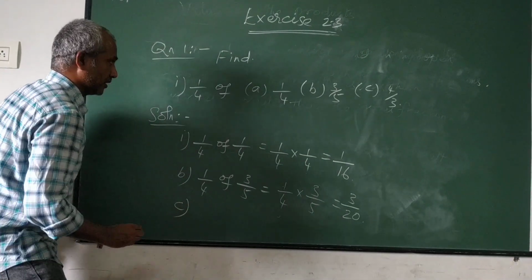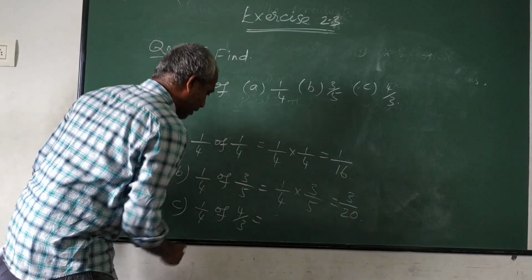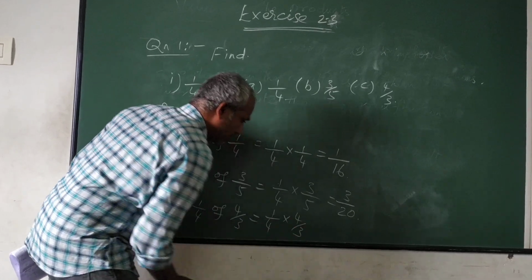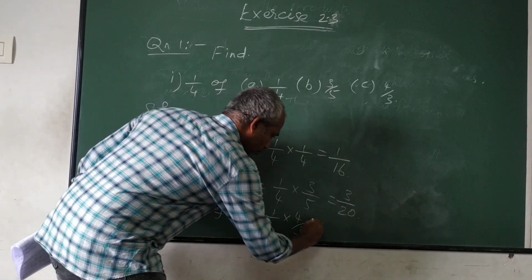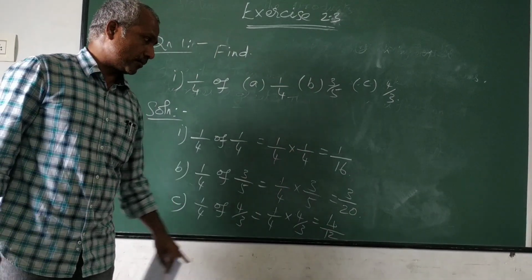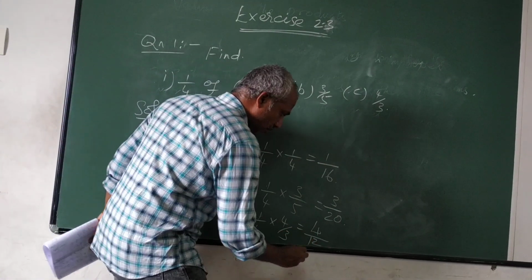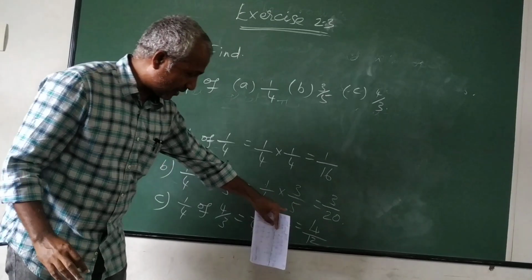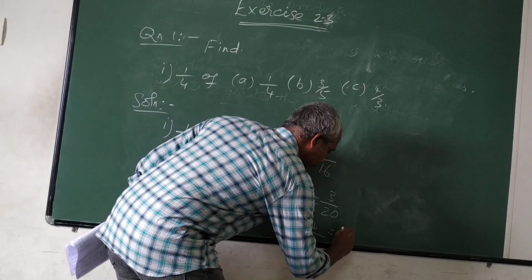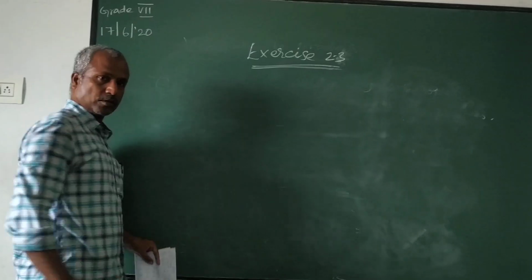Finally, subdivision C. 1 by 4 of 4 by 3. Of operator means multiply 1 by 4 into 4 by 3. Here 1 fours are 4, 4 threes are 12. Look at the numerator and denominator. Both have the common divisor 3. Both values commonly have 4. Just divide by 4. 4 by 4 will give you 1. 3 fours are 12. This is the answer for 1 by 4 of 4 by 3.